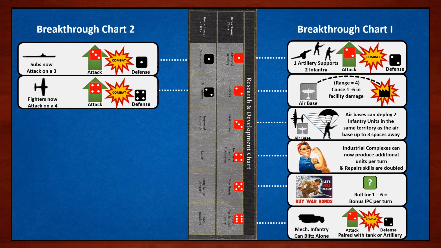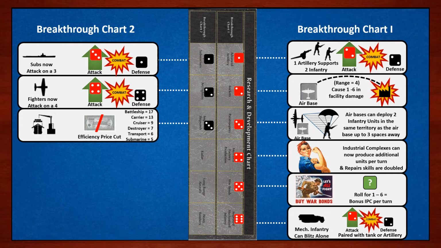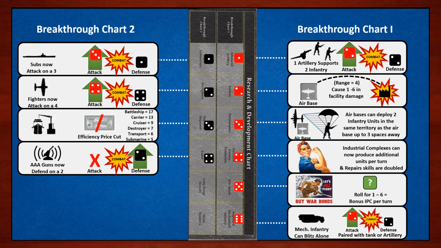With jet fighter technology, fighters now attack on a 4. On a roll of 3, improved shipyards are put into place. Improved shipyards create an efficiency price cut on all naval units. On a roll of 4, radar is discovered. Radar increases an anti-aircraft gun's defense to 2.